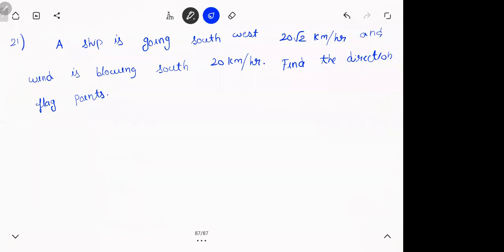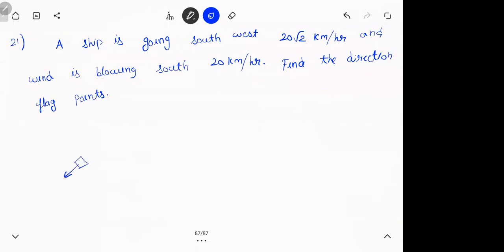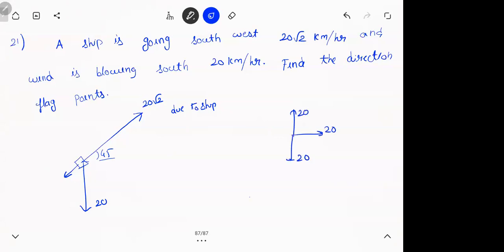What is the answer? East. The ship is going this way, so the wind due to the ship will be this way, 20 √2. The wind is blowing this way, 20. This is 45. So what are the components? 20 up, 20, 20. So only 20 will be left towards east. The flag points east. Hope this was clear. Any doubts on this thing, please ask me.